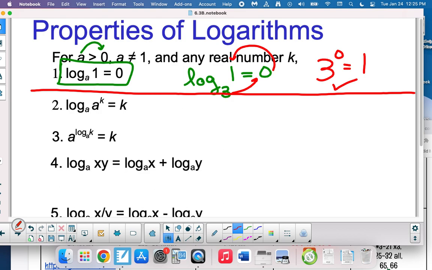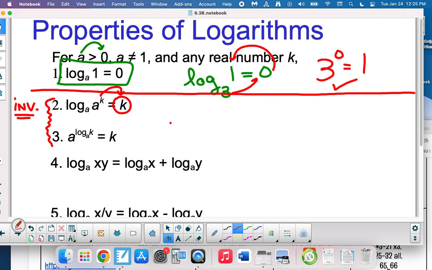These two right here only work because they're inverses of each other. Let me show you what I mean. This one says log base A of exponential base A to the k. So you've got a log and an exponential, both with base A. Guess what? The answer is right here. It's k.